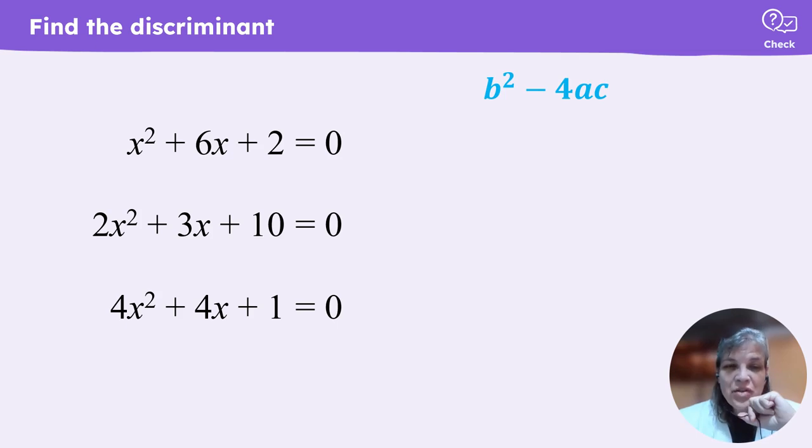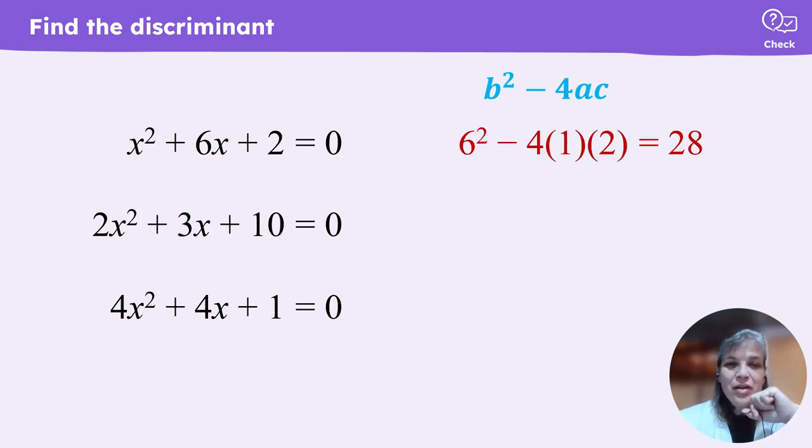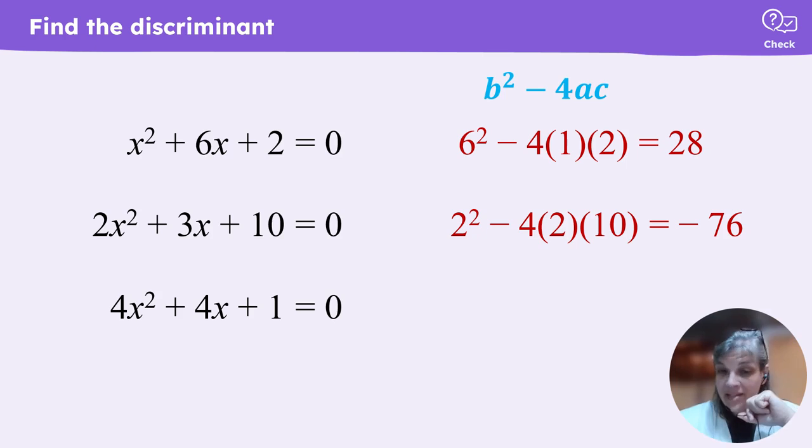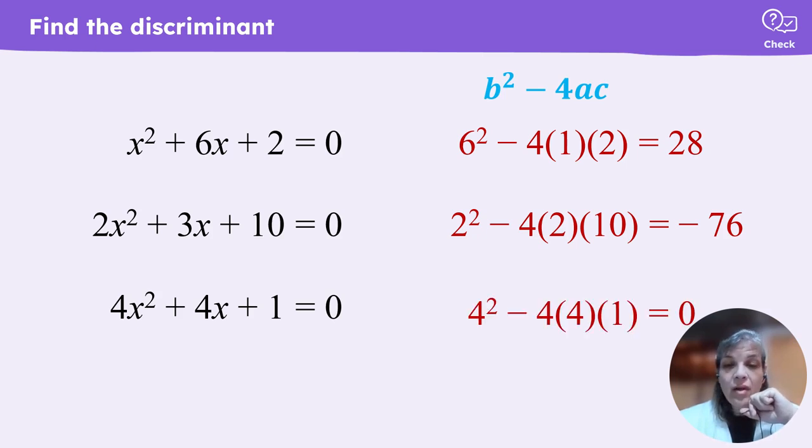Let's continue and try a few more of these. Now you can pause the video and see if you can come up with the answers to these. What is the discriminant? Okay, have you done all 3? If you've done all 3, then we're ready to look at the answers. For the first one, you should have gotten something like 28, minus 76, and for the last one, 0.